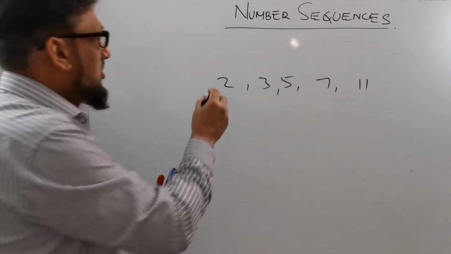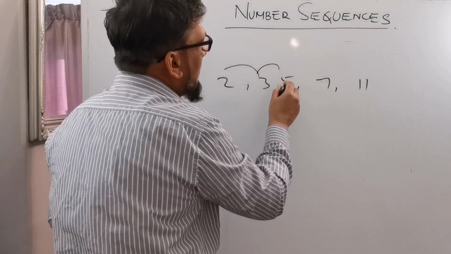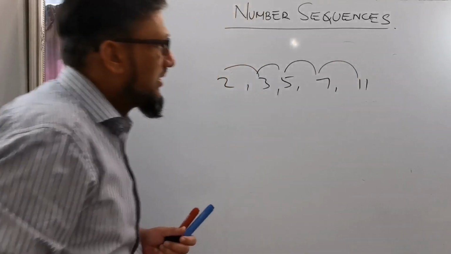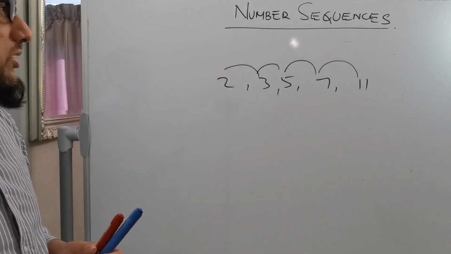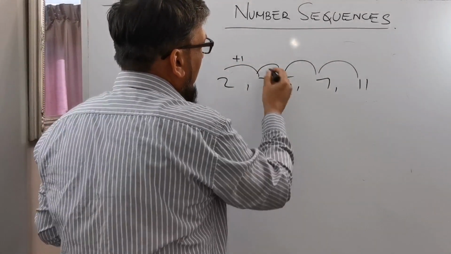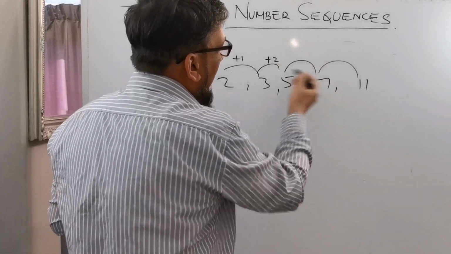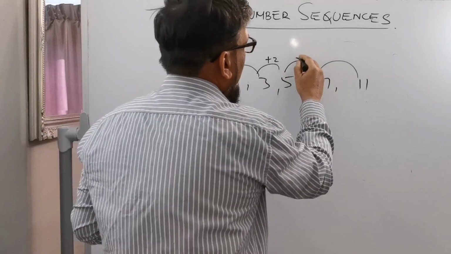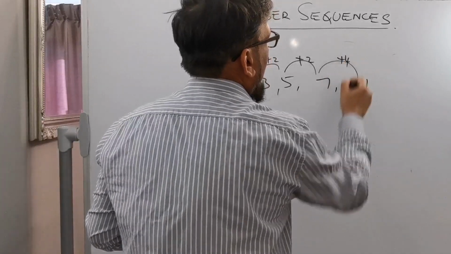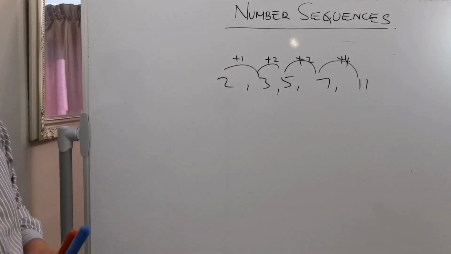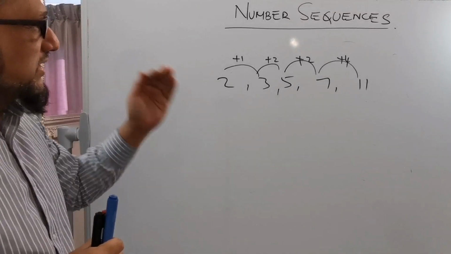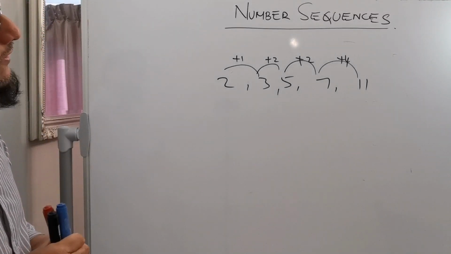So it's 2, 3, 5, 7, and after 7 there is 11. So the additions are 1, then 2, then 2, and then a jump, 7 to 11 is plus 4. So there is no same difference among the numbers.